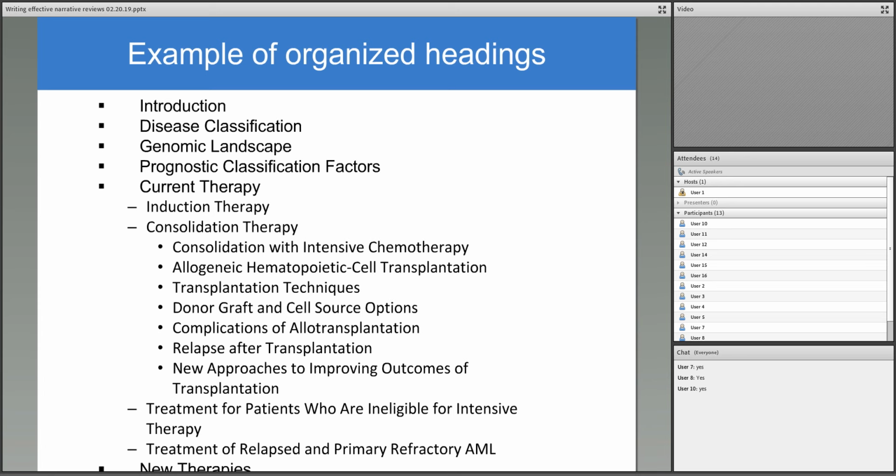So if you look at this outline, you can see a kind of chronological sequence that reflects the course of management. The first section, disease classification, corresponds to diagnosis. The sections, genomic landscape and prognostic classification factors, correspond to the examination of specific features of the disease, such as mutations. Current therapy corresponds to therapy course, and new therapies corresponds to future possibilities.